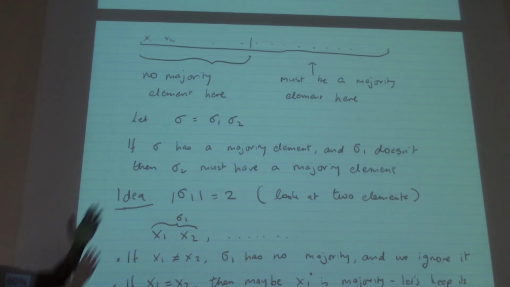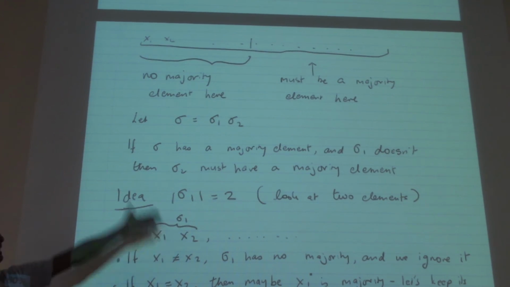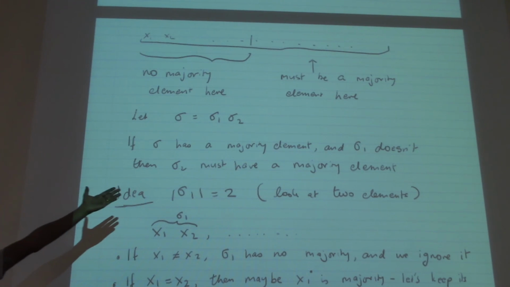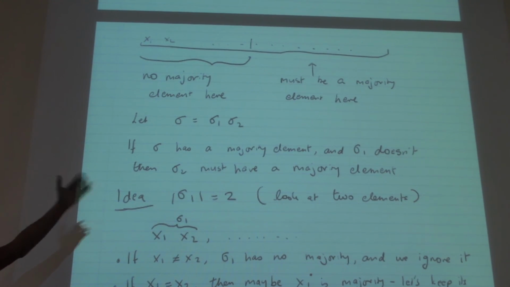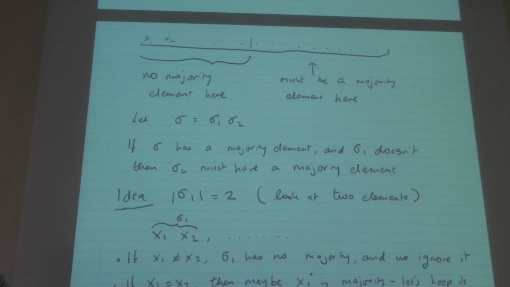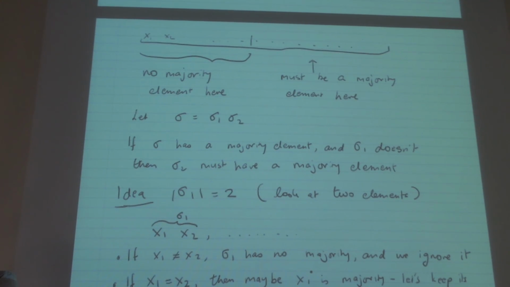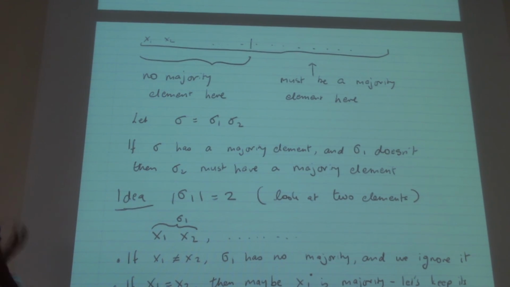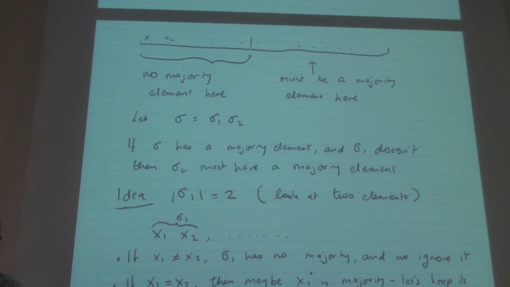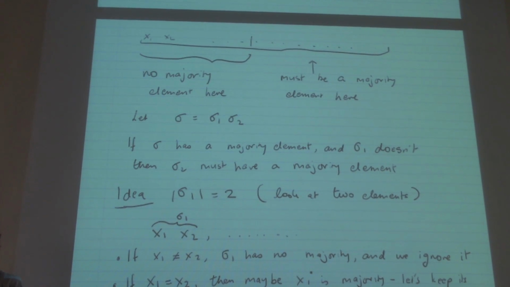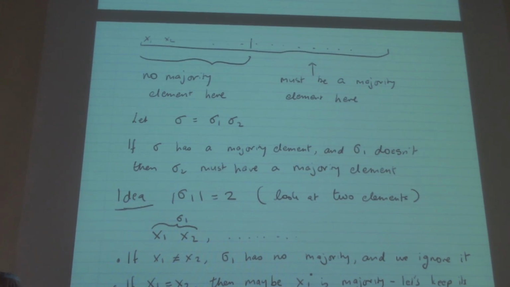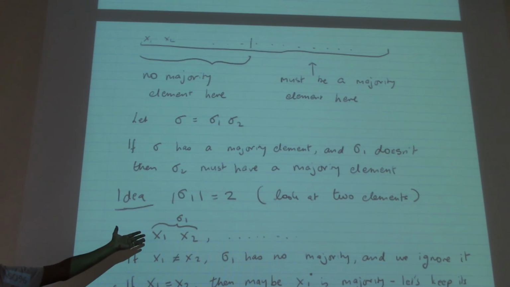Okay? Because if it doesn't have this thing, if they're different, they don't form a majority, and I just argue that it'll show up later on. So, in other words, if my majority element was 1, and my first two elements are 1 and 5, I can throw them both out. 1 will show up later. If the majority element was 1, and the two elements are 5 and 6, I really don't care. But either way, it doesn't matter.